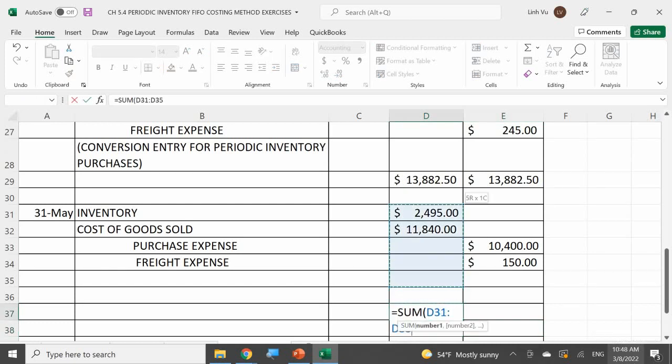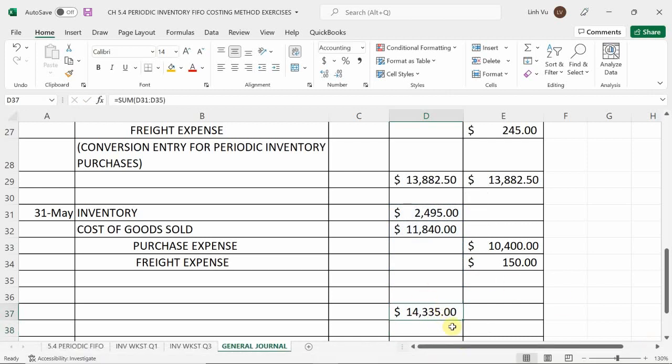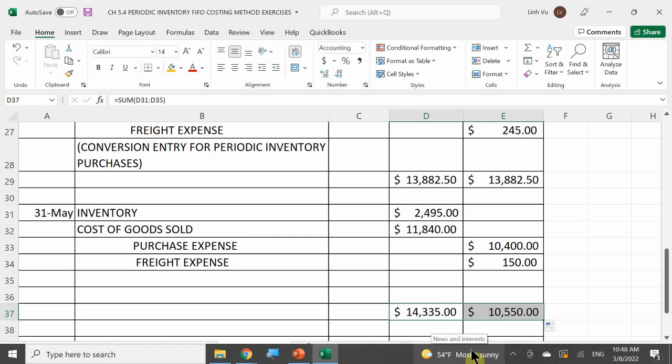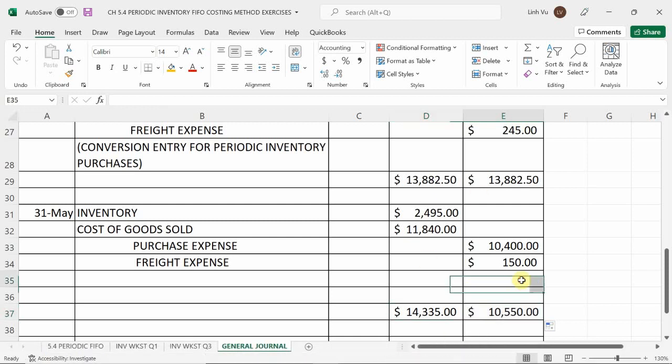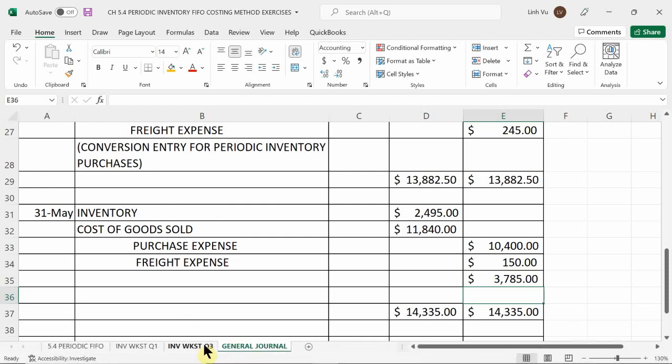So, rule of thumb here is let's double check if our total debits match my total credits. I have 14,335 on the left, and I have 10,550 on the right. I am missing something here on my credit side. So I can do my calculation, 14,335 minus 10,550, and I get a total of $3,785. Where do I see that number?